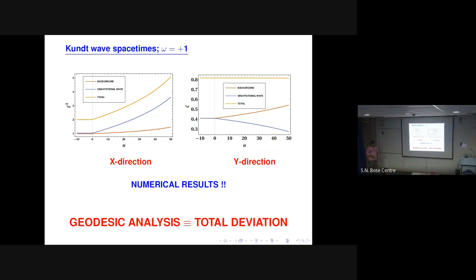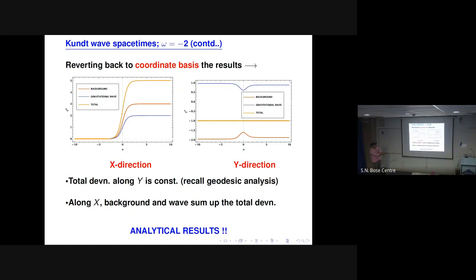So that means that the geodesic analysis results give you the total deviation. But what is the memory effect? The memory effect is only the contribution of the gravitational wave. This is the blue part. So there is a memory effect both along x and y. Here also. But note that the gravitational wave contribution is less than the background part.